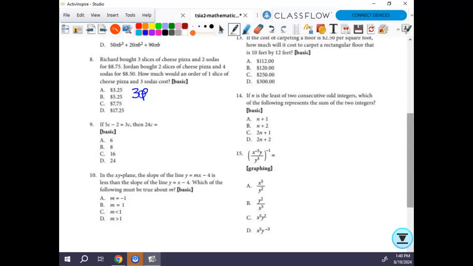So I got 3 pieces of pizza plus 2 sodas, and that's equal to $8.75. And then I have 2 slices of pizza and 4 sodas for $8.50. And sorry that my S is going to look like 5s. Okay, is that something we can set up? Because we got to be able to set that kind of stuff up. Again, SAT loves systems of equations in some form or another.